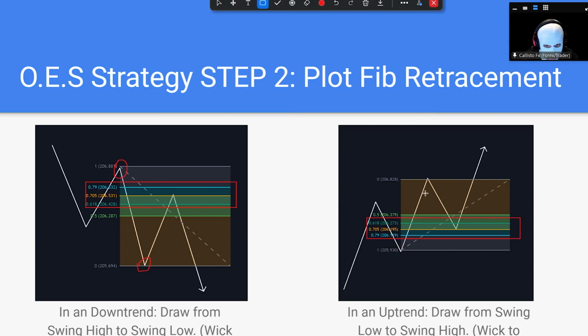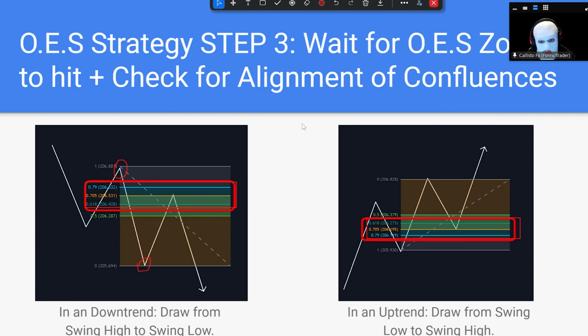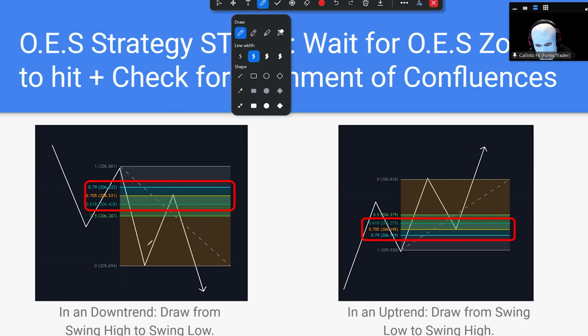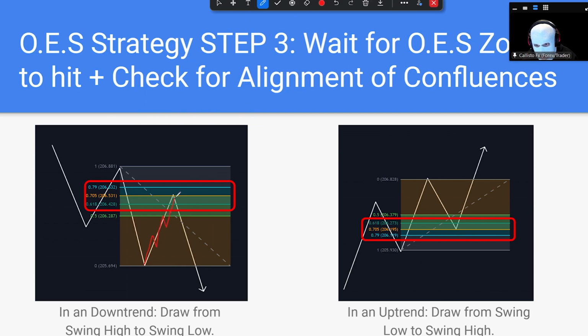Best case scenario, what you want to do is wait for price to come into this area, which is step number 3. Let me clear this. There we go, I drew it out for you already. You want to wait for price to come back and tap into these boxes where you have marked out your levels from the 0.618 to the 0.79. Once it taps into this area, you might be asking, Nick, do I enter at the 0.618, 0.705 or 0.79? I'll get to that very soon.